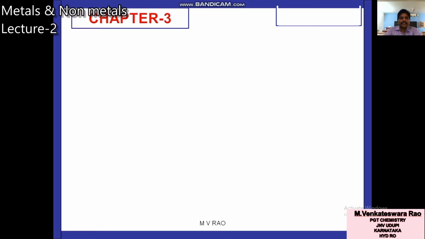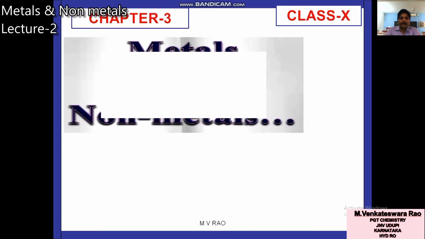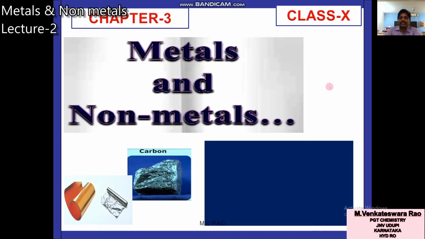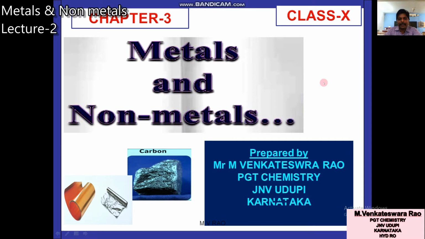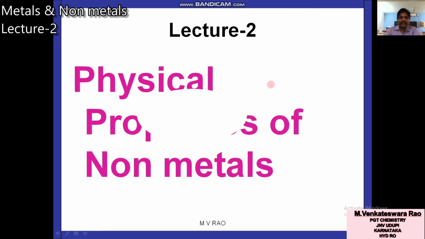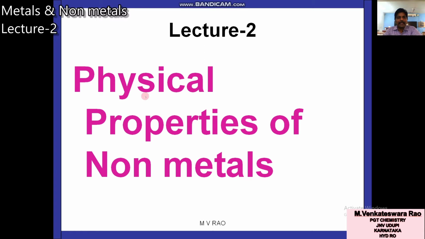In last class, you learned about physical properties of metals: what is meant by metal, some examples of metals, the position of metals in the periodic table, and various types of physical properties of metals. In today's class, you will learn about physical properties of non-metals.